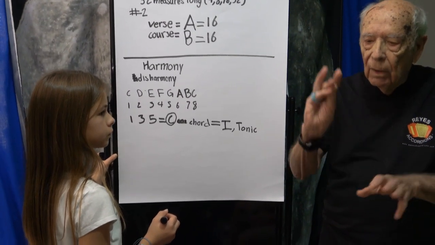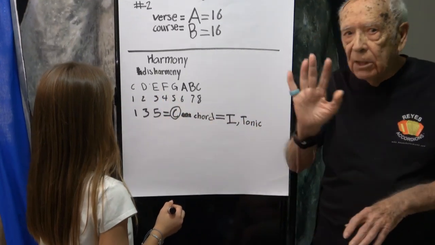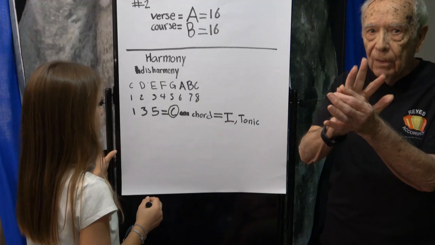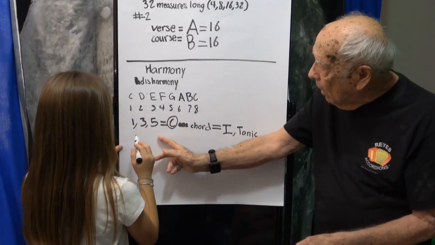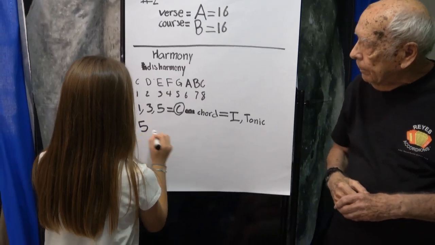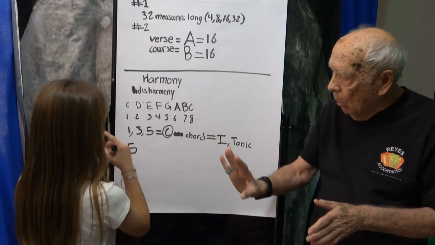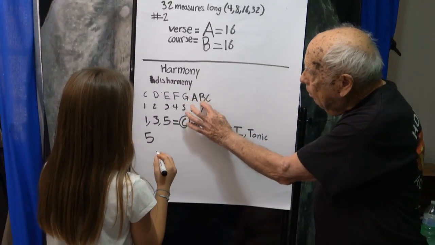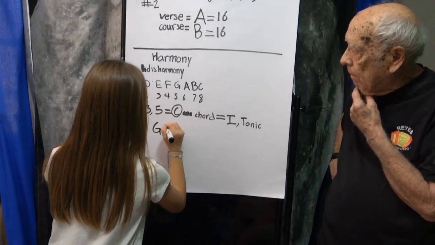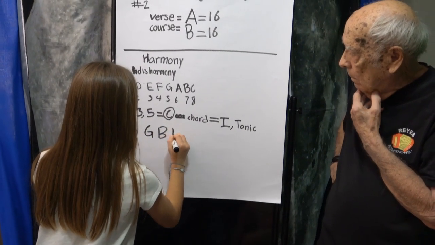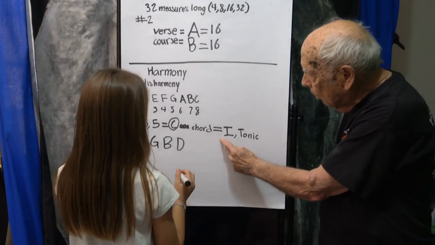1, 3, 5. So those are the important ones. Now you look at 3, but the next important one is 5. So you go from 1 to 5. So write down here, 5. Okay, so now we've counted up there, C, D, E, F, G. Now we're up here, G, B, D. G, B, D. Okay, and that's chord 5, Roman numeral 5, the V.